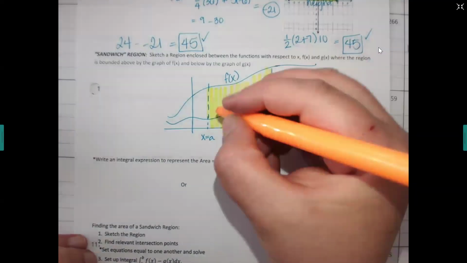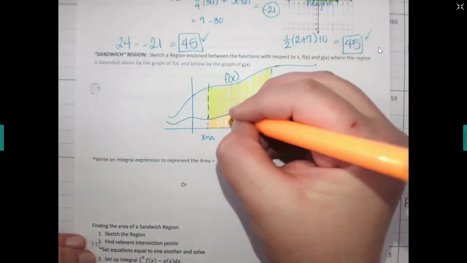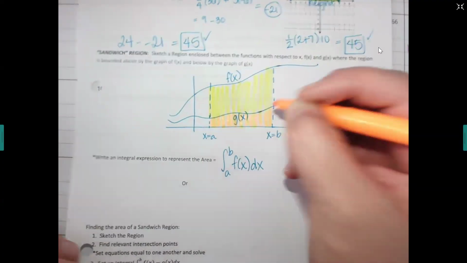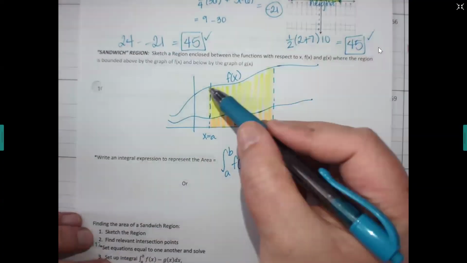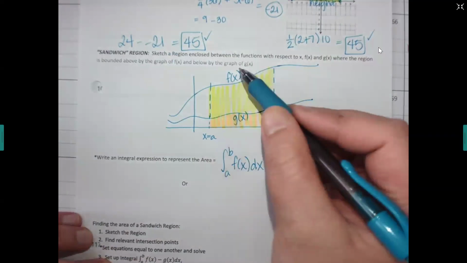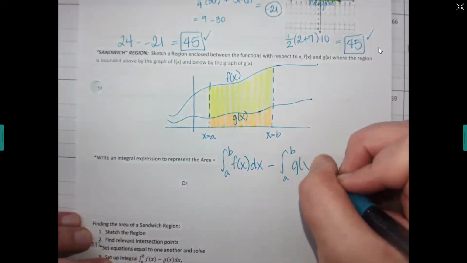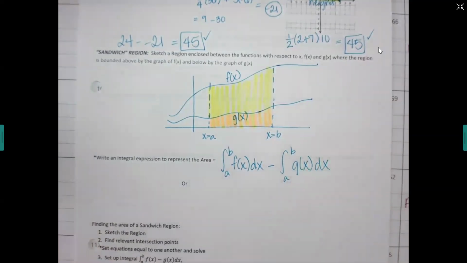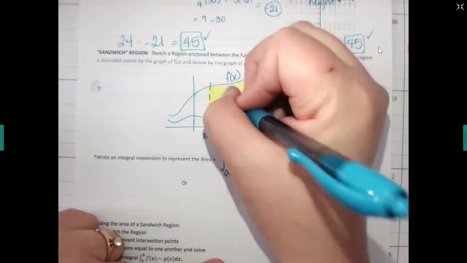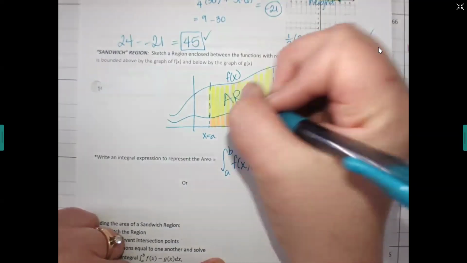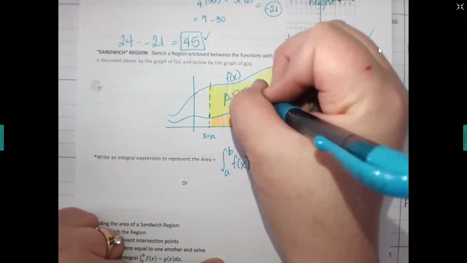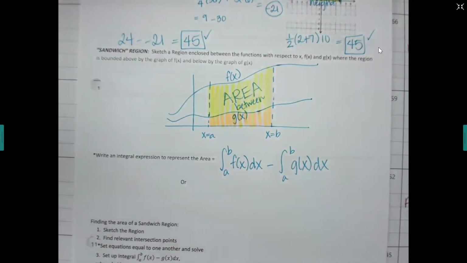So what could I do with the area that's under g? Subtract it. So you're going to integrate f, that gives me this whole yellow. Then I'm going to minus the integral that's under g. And then whatever's left over will give me the pocket of this region that I actually want. Okay, so I'll put this is the area between. So I'll integrate f, integrate g, and then minus.